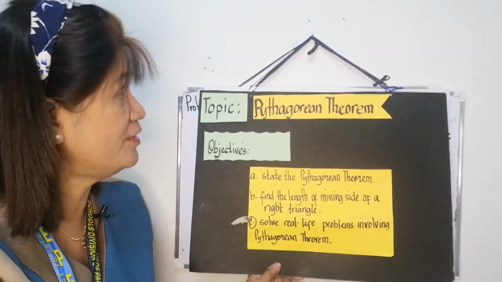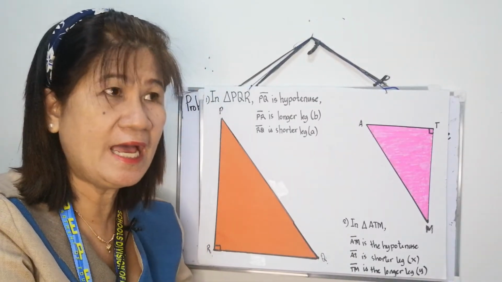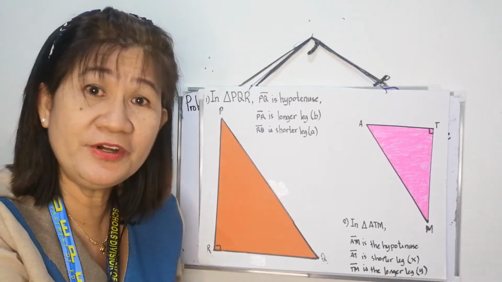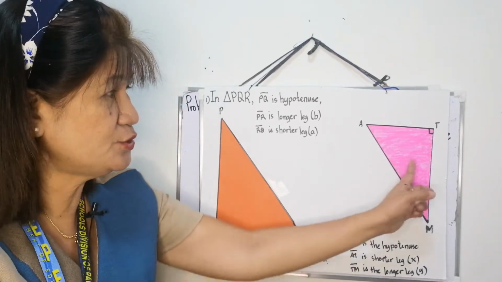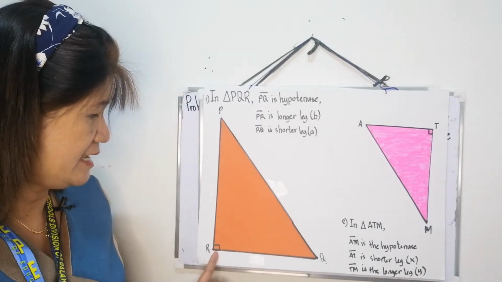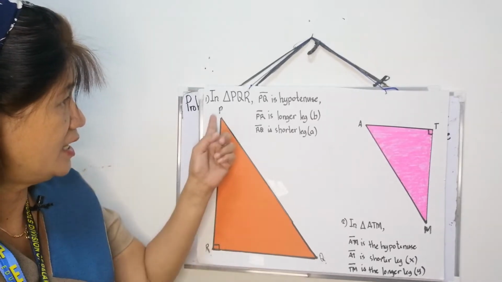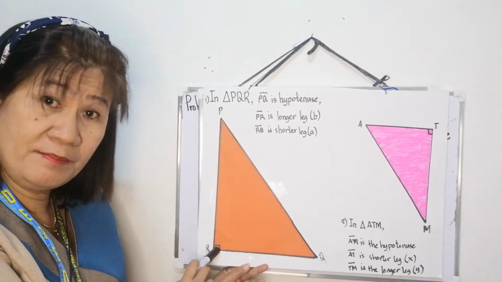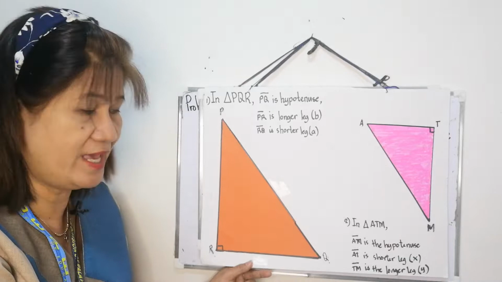Okay, so but before that, let me recall, or I want you to recall, the different parts of a right triangle. Because the Pythagorean theorem is only applicable to right triangle. So these two triangles are right triangle because they have one right angle. In right triangle PQR, this angle measures 90 degrees. Kaya nga siya tinawag na right triangle.